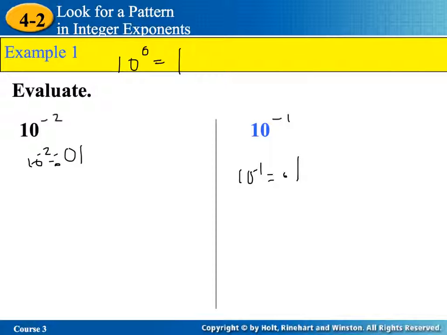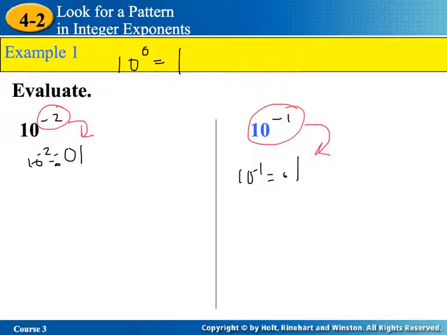Okay? Another pattern you may have been able to see on the previous slide. Notice if I have 10 to the negative second, I have 2 numbers behind my decimal, and that last number is always the 1. 10 to the negative 1, I have 1 number behind the decimal, and that last number is always a 1. So you could think about that as well.